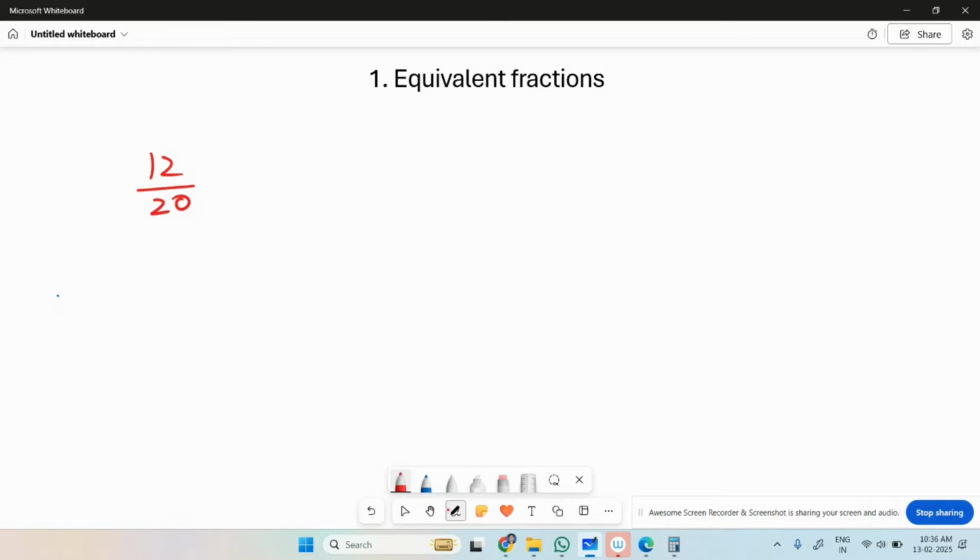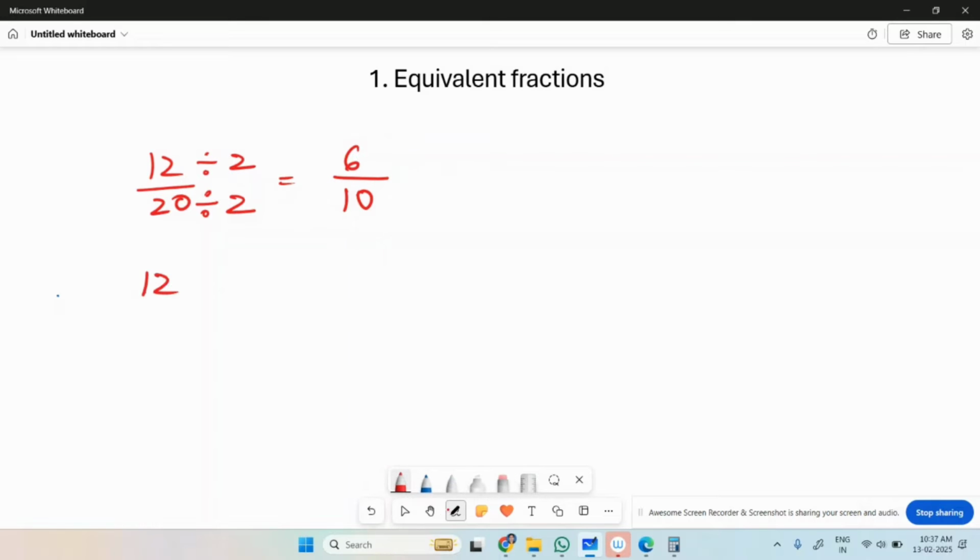12 upon 20 is a fraction here. Now we are going to find three equivalent fractions for this given fraction by dividing. Both 12 and 20 are in the 2 times table. So 12 divided by 2 and 20 divided by 2. We are dividing by the same number. 12 divided by 2 is 6, 20 divided by 2 is 10. So 6 upon 10 is one equivalent fraction.